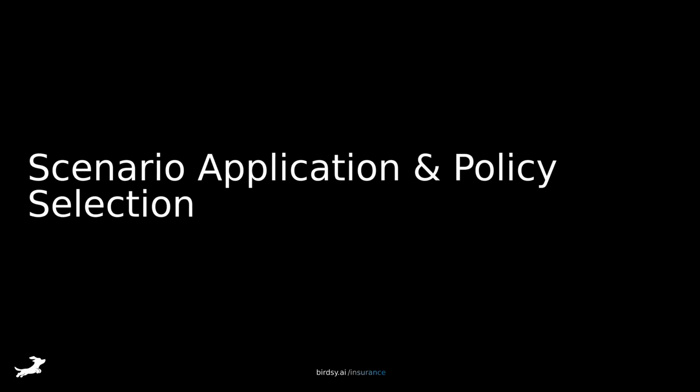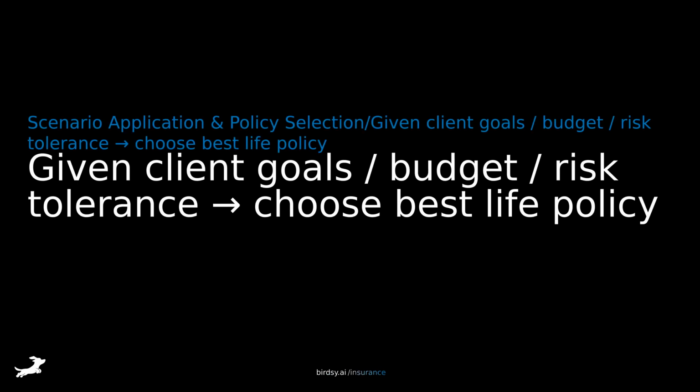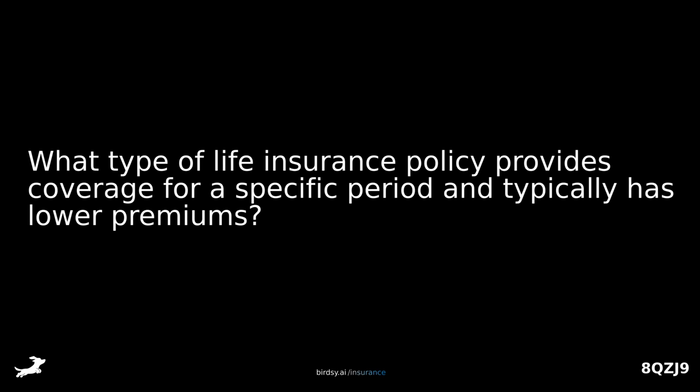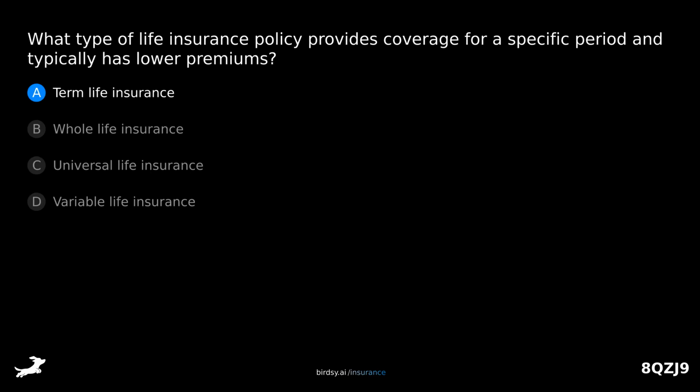Scenario application and policy selection. Given client goals, budget, and risk tolerance, choose the best life policy. What type of life insurance policy provides coverage for a specific period and typically has lower premiums? Is it A, term life insurance, B, whole life insurance, C, universal life insurance, or D, variable life insurance? The answer is A, term life insurance.